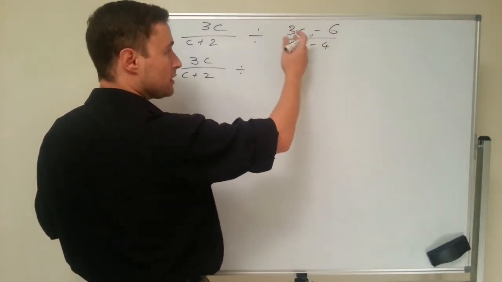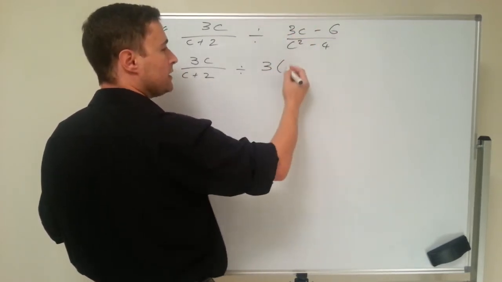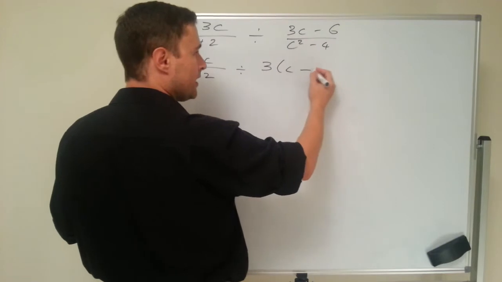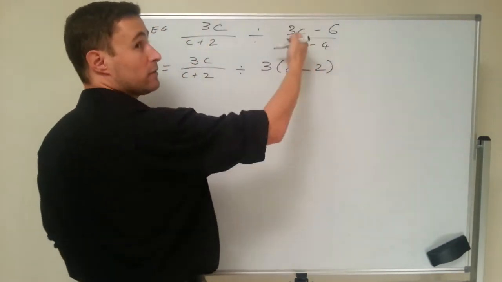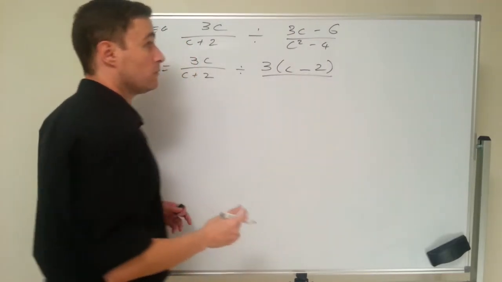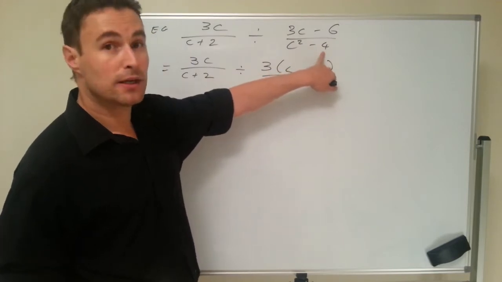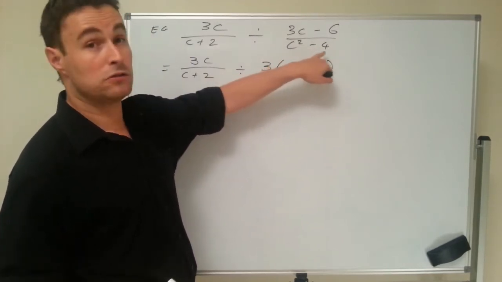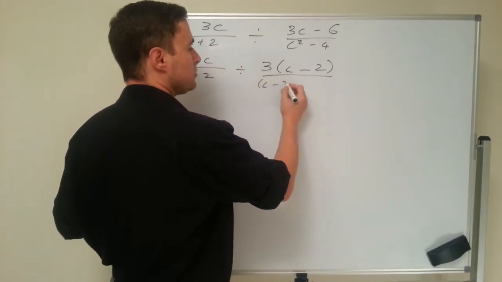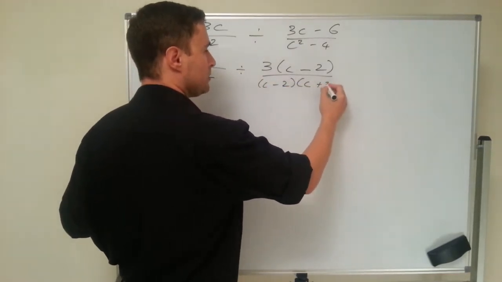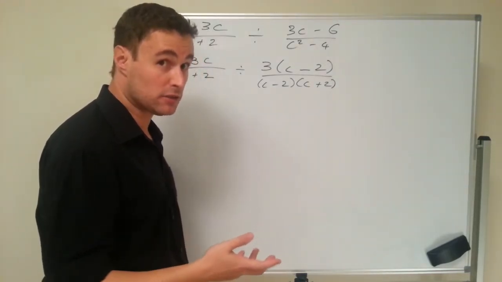Let's factorize this. There's a common factor on top here, 3. If I take a 3 out of 3c, I'm left with c. If I take a 3 out of 6, I'm left with minus 2. You with me? Common factor of 3 on top. Common factor at the bottom. Well, hang on a second. That's a perfect square, that's a perfect square. So I've got a difference of 2 squares. So I can factorize this into c minus 2, c plus 2. If you're not sure about how I did that, go watch the video on factorization, difference of 2 squares.